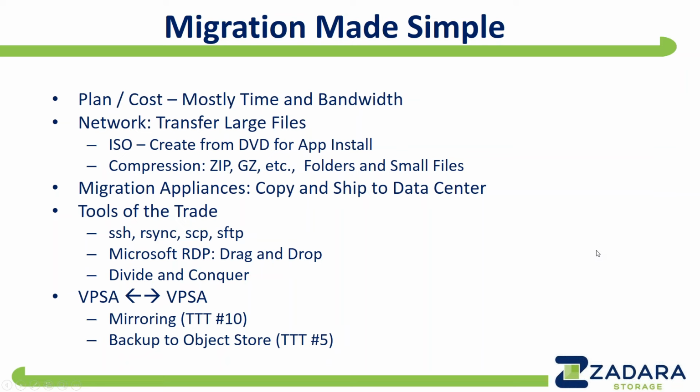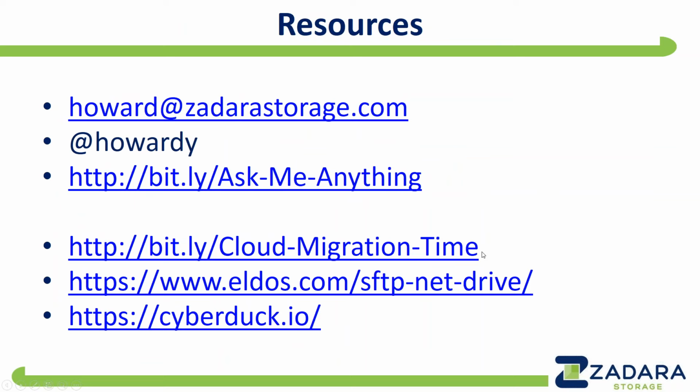I don't know if there's any other questions on here, but let me show you a couple of things. If you want to download the spreadsheet I just showed you, there's a cloud migration time. This is an XLS file, so if you have Excel or I guess any type of Office suite, you should be able to do that. The LDOS is the SFTP net drive. You'd use that for Windows. And if you happen to have a Mac, Cyberduck, you can connect to your Zadara storage directly using the SFTP protocol.